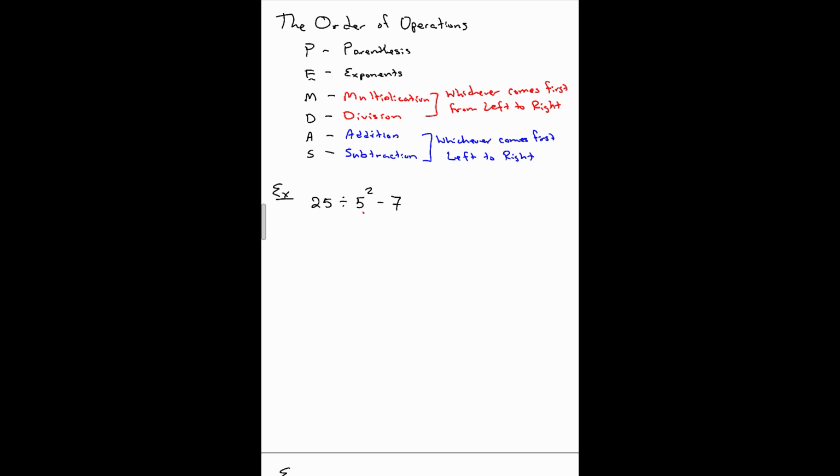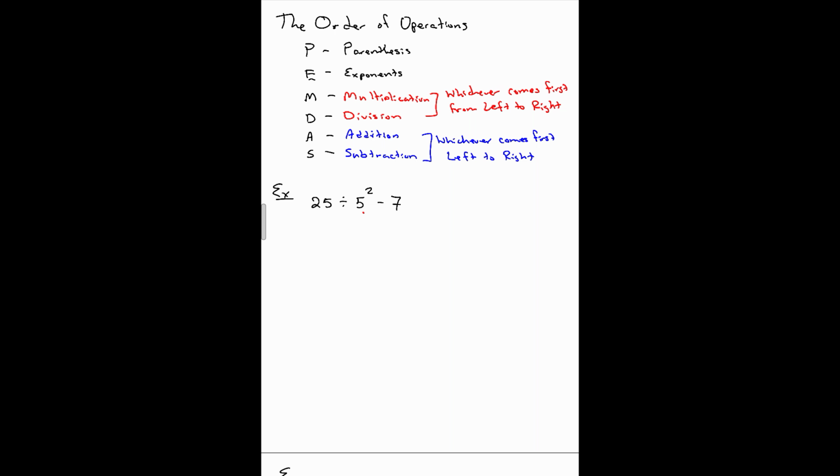Whenever it comes time for multiplication and division, you have to do the one that comes first from left to right. If you have multiplication and division in your problem, whichever one comes first from left to right is the one you knock out first. Same thing for addition and subtraction. After you're done with the multiplying and dividing, then you have adding and subtraction signs. Whichever one comes first from left to right is the one you need to take care of first.